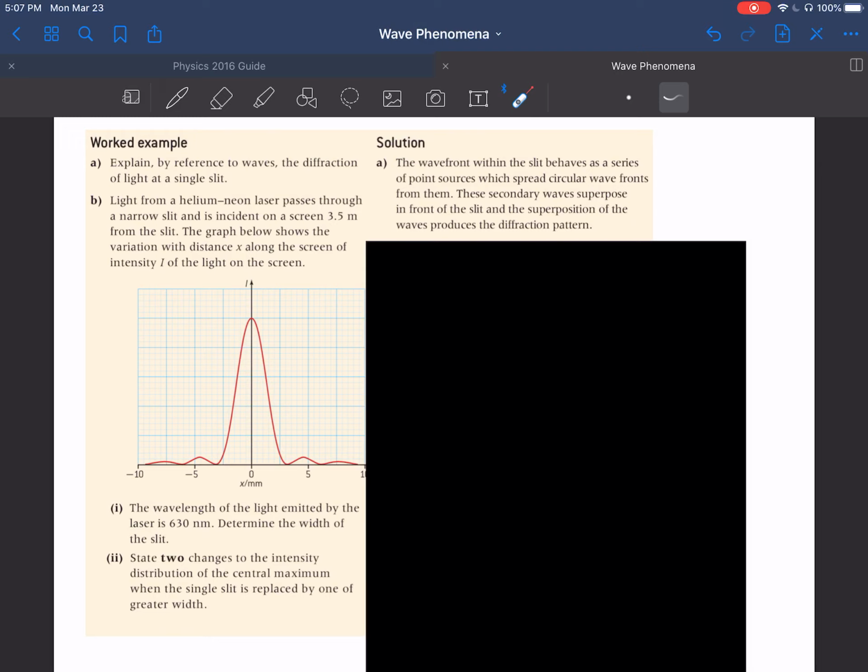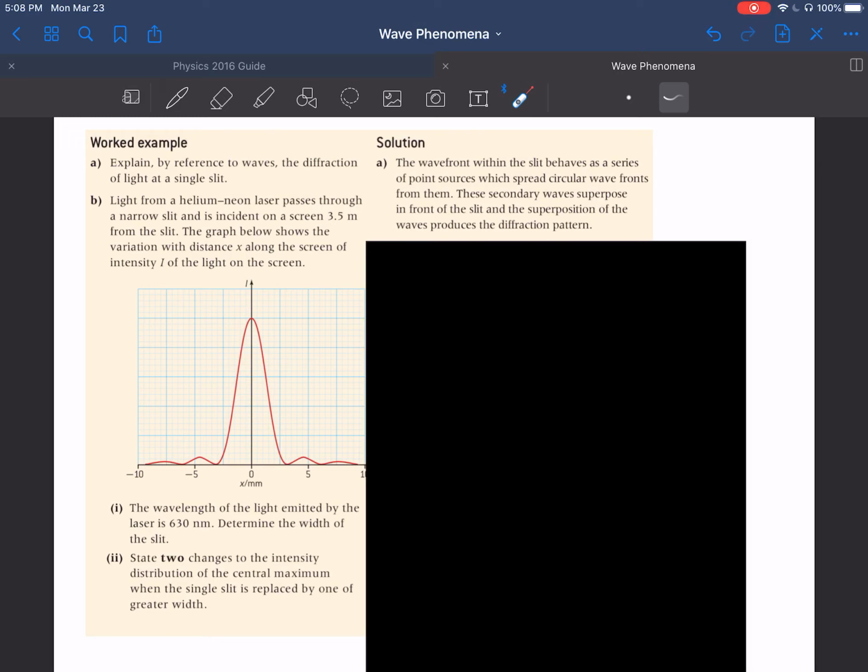So you could also go on to explain that different parts of the wavefront, namely the top half of the wavefront and the bottom half of the wavefront, would interfere with each other to produce the interference pattern shown.